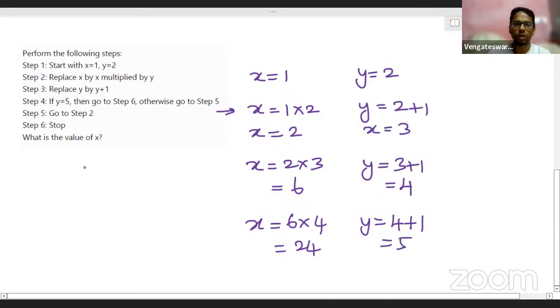This is 5. Now check it. If y is equal to 5, go to step 6, and step 6 is stop. That means we stop the process here. Finally, what's the question? What is the final value of x? X is equal to 24 is the right answer. Good that I got the correct answer from many of you.